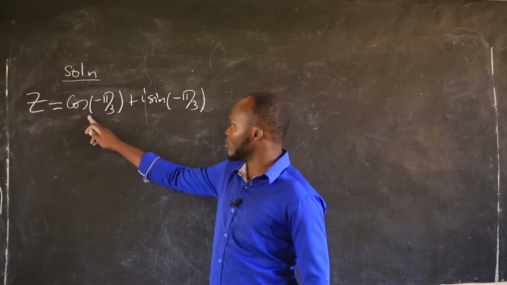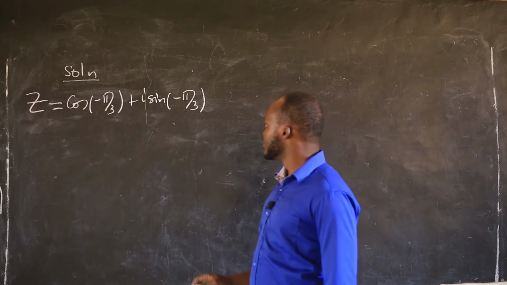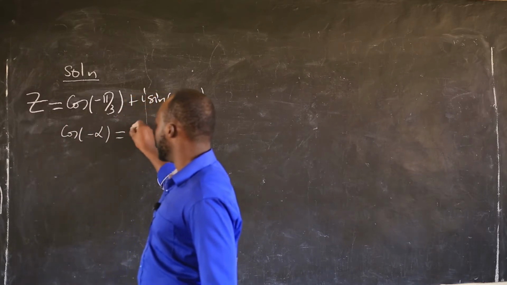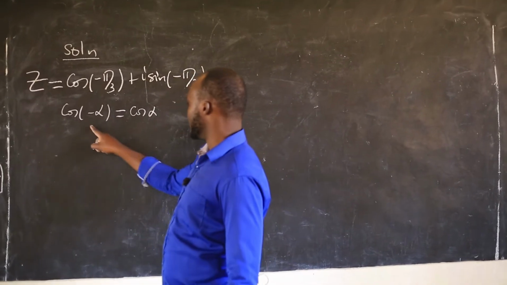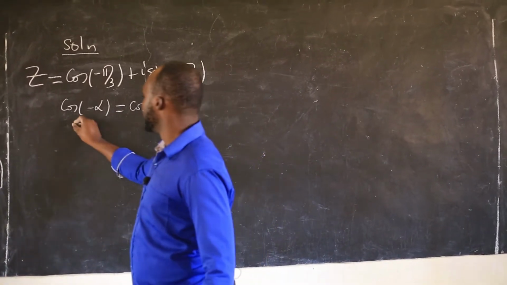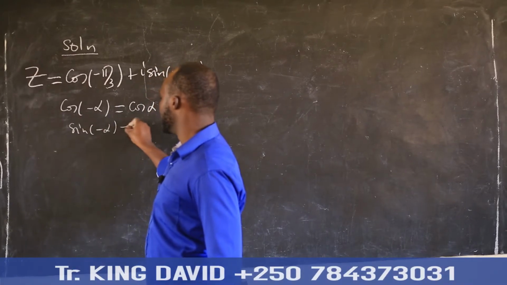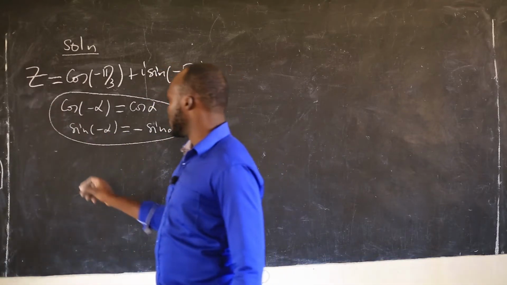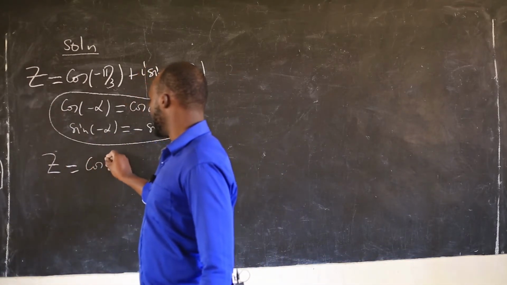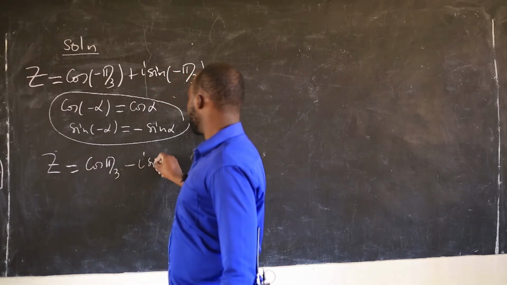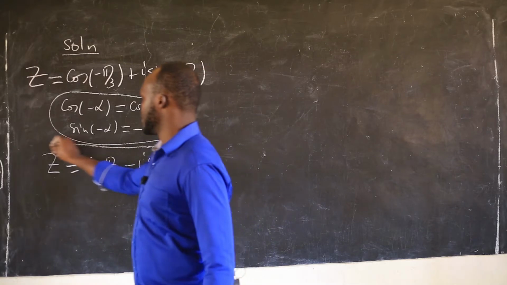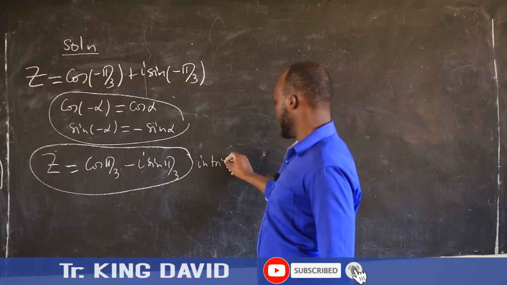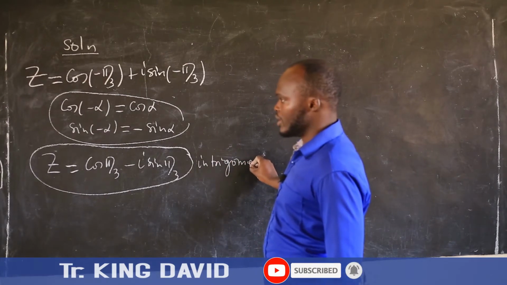Z equals cos negative pi over 3 plus i sine negative pi over 3. Remember, cos of negative alpha equals cos of that angle. Cos of a negative angle equals cos of that angle. Sine of negative alpha equals negative sine alpha. So that's what we're going to use. So our Z will be equal to cos pi over 3 minus i sine pi over 3. This is Z in trigonometric form.